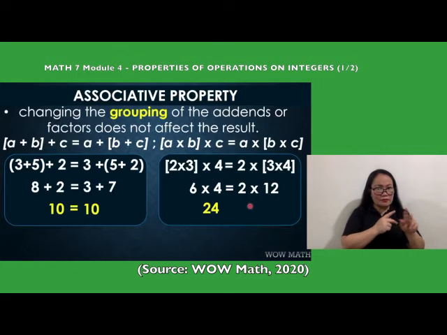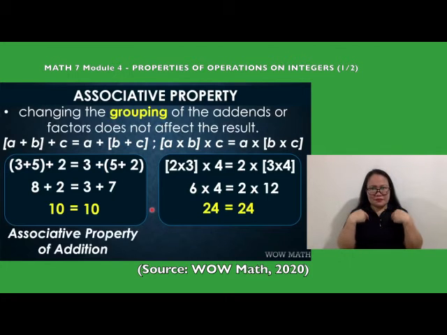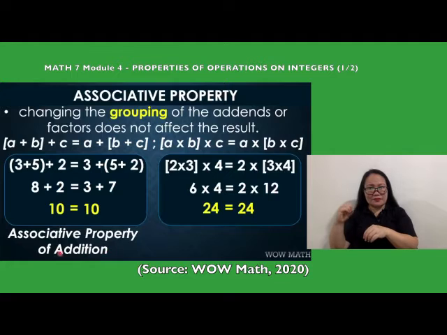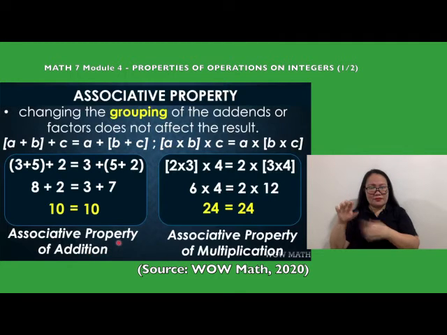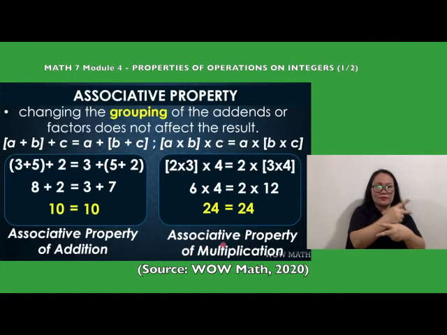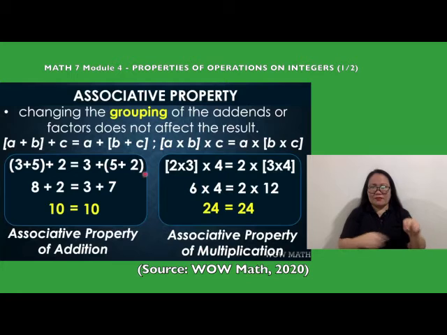2 times 12, that is also 24. And they are equal. So, therefore, we have associative property of addition. So, be specific. And associative property of multiplication. Bakit meron tayong associative property sa addition and multiplication? Kasi kagaya ng examples ko, true sila.